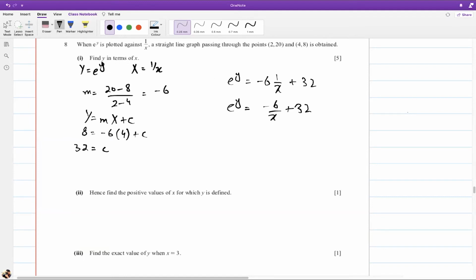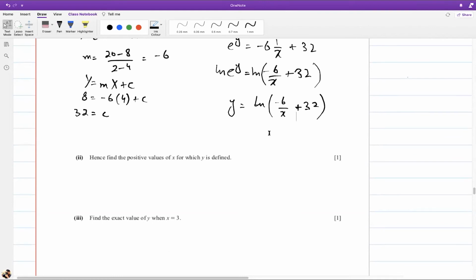You had to represent y in terms of x, so you take log on both sides. I'm going to take ln. So I get y is equal to ln of this whole thing. There you go. Remember, you will not write ln minus 6 over x plus ln 32. That's very different from just this thing. Okay, so इस वजह से इसको ऐसे ही छोड़ देना.